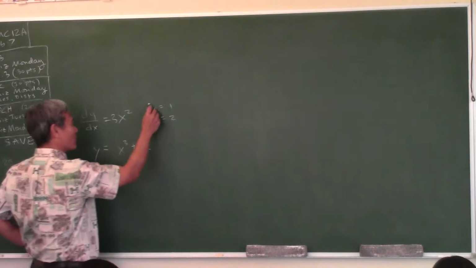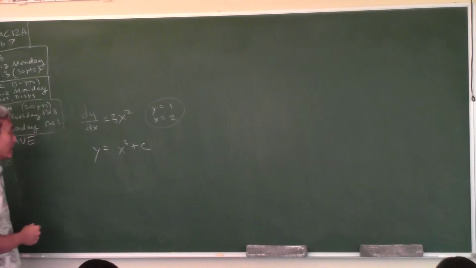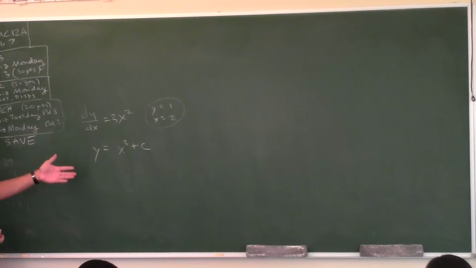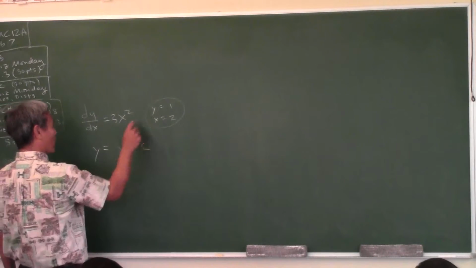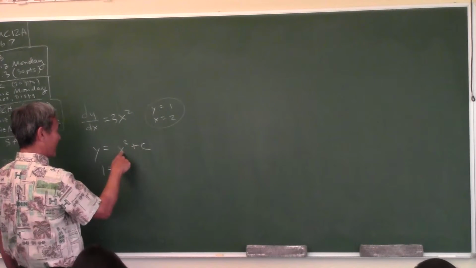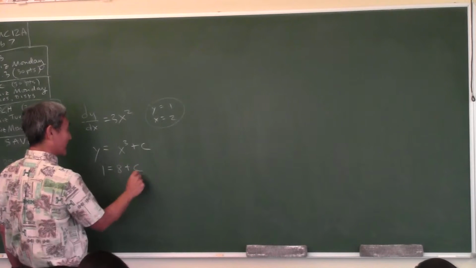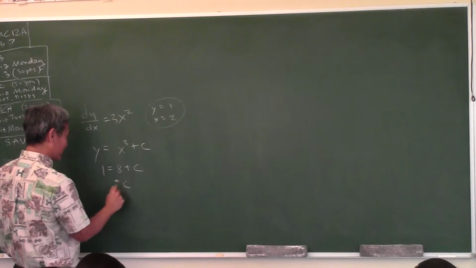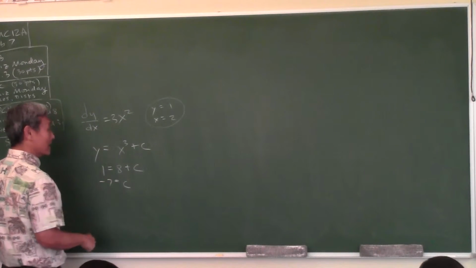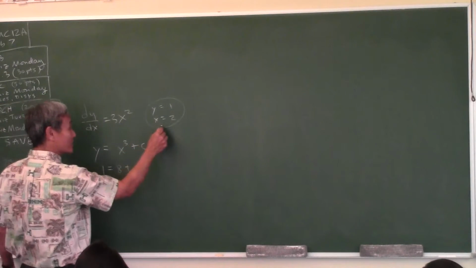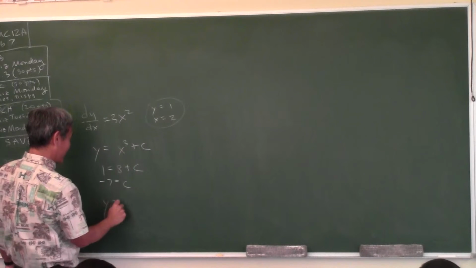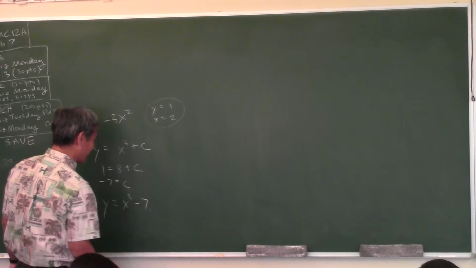Now, what am I going to do with this information right here? Plug it in. You use it to figure out the value of c, right? Right before vacation, we took a quiz on that, right? Yep. So if I plug in 1 for y and 2 for x, 2 to the third is 8, you can figure out the value of c. c is equal to -7. So the solution to this differential equation with these initial conditions is y equals x cubed minus 7.